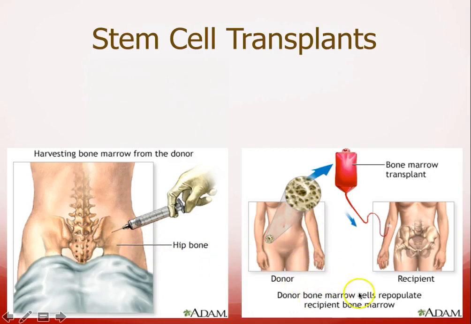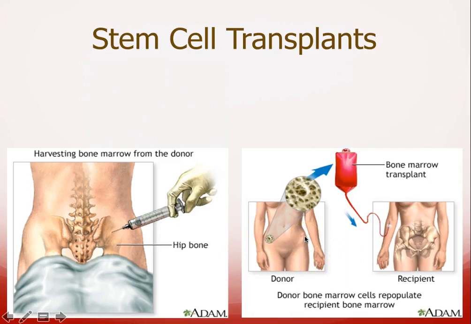Or they'll do a bone marrow transplant, where they're again taking bone marrow from the hip bone, either via syringe or some other method, and then they're going to simply put it into the bloodstream of the recipient individual. Basically, those stem cells, those bone marrow cells, know where to go. They end up in the red bone marrow, and basically they'll repopulate that red bone marrow.